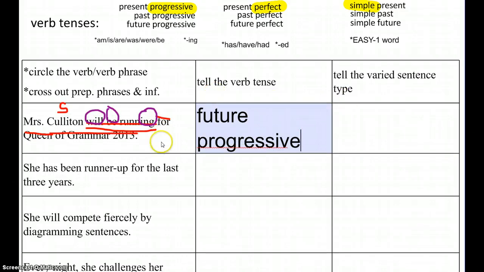We also use this as a good time to review our varied sentence types. And so this varied sentence type had a prepositional phrase, but the phrase was at the end. And so this is just a simple sentence.